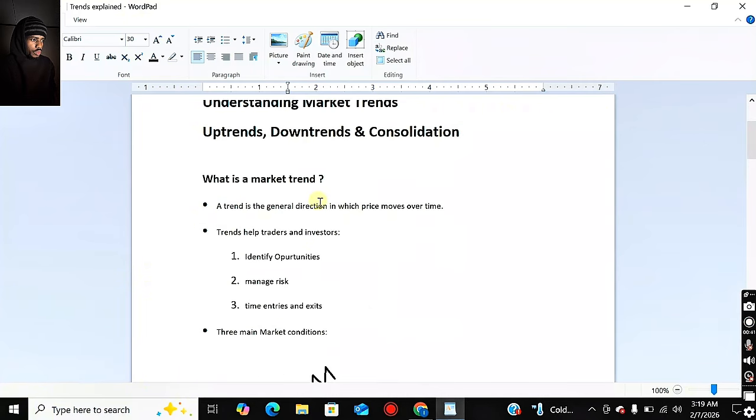So first things first, what is a market trend? A trend is the general direction in which price moves over time. Trends help traders and investors, one, to identify opportunities. Say I made a mistake there, but don't watch me being perfect. Opportunities. Two, manage risk. Three, time entries and exits.